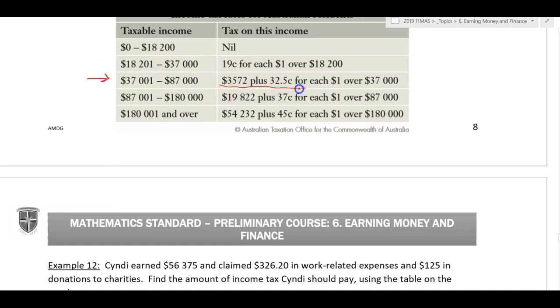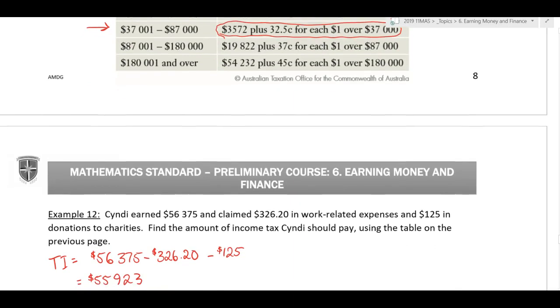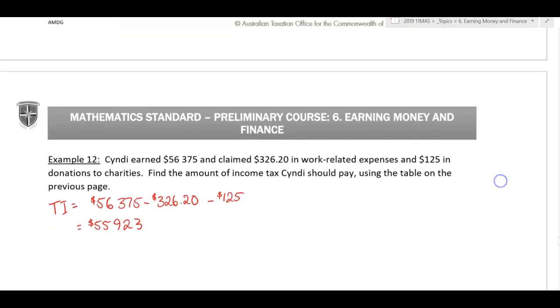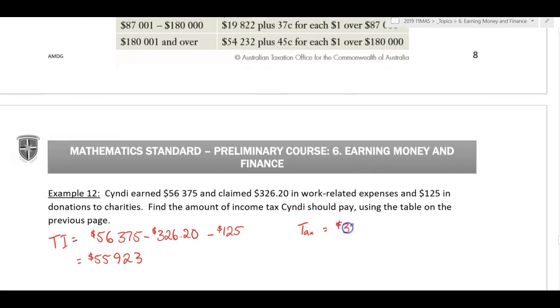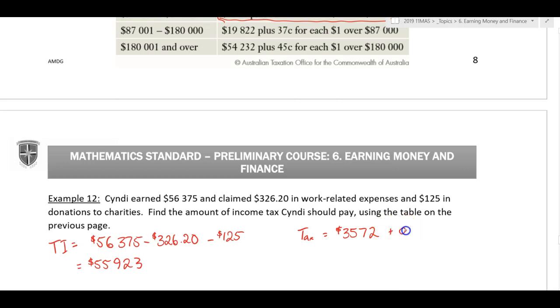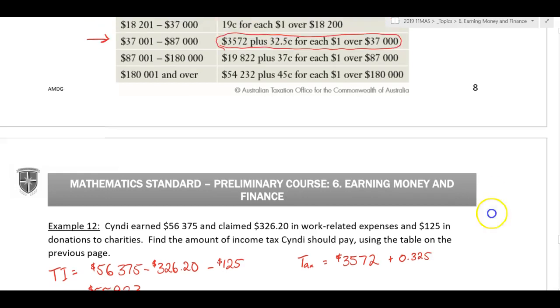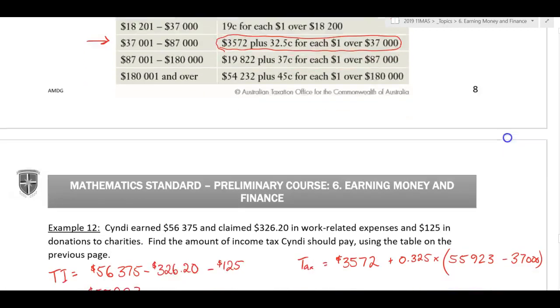So that tells me that this is the formula for calculating Cindy's income tax. The rule here is that Cindy needs to pay $3,572. Let's say tax equals, right? The rule is 3,572 plus 32.5 cents, which is 0.325, times everything over 37,000. I'm going to put a little bracket here: 55,923 minus 37,000. Rightio? So that's how the rule works.